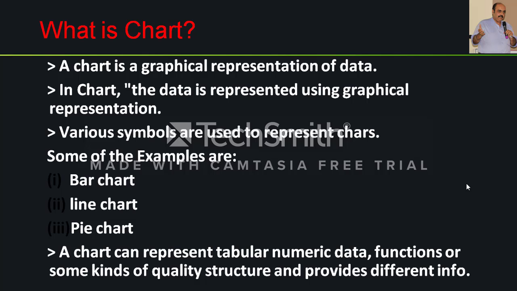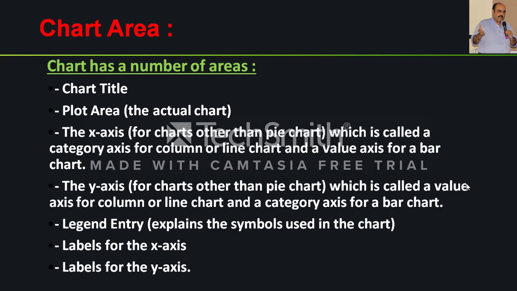So you can assess and understand the data, the pattern of data, how they are relevant to each other, or how the timeline is, how the trend is going on. So various concepts you can get easily using the chart. So data representation can be done effectively using charts. And some of the important examples of charts are bar chart, line chart, pie chart, etc. A chart can represent tabular numeric data, functions, or some kinds of quality structure and provides different information.